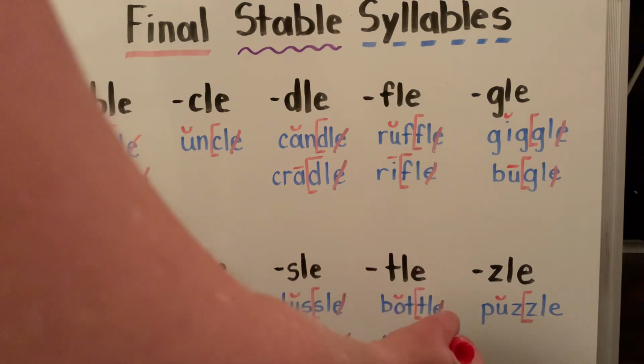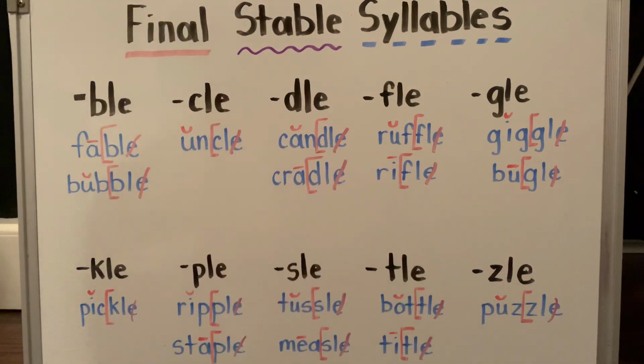Now remember, I said on these words, I was only coding the final stable syllable part of the word. So of course, a lot of these words have other codes, maybe like K-back C's or blends, but I didn't code those parts because I really wanted you to focus on just the final stable syllable part of the word and the vowel sound of the word. But I did need to include that E crossed out because that is part of the final stable syllable code.